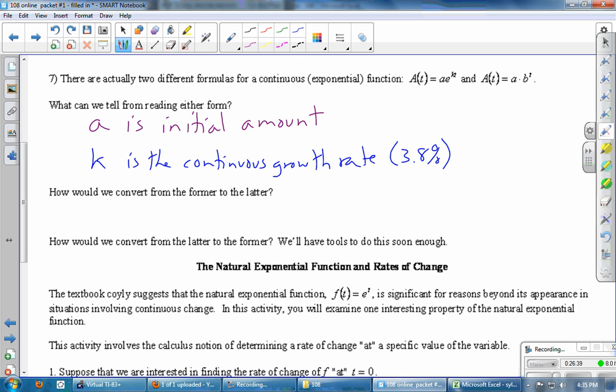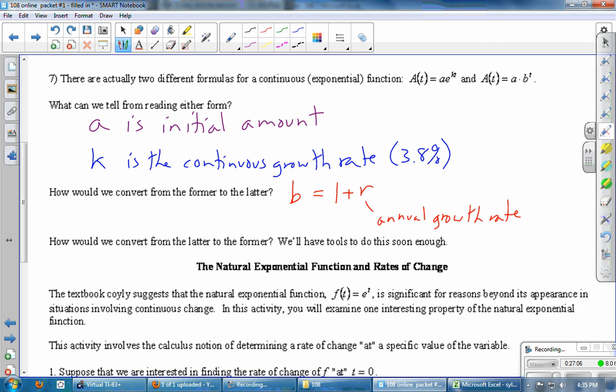The b, on the other hand, is 1 plus r, where r is the annual growth rate. This is not continuous compounding. This is just the old traditional once a year give me interest or once a year give me new people in our population problem. So that's what the two different things tell you.